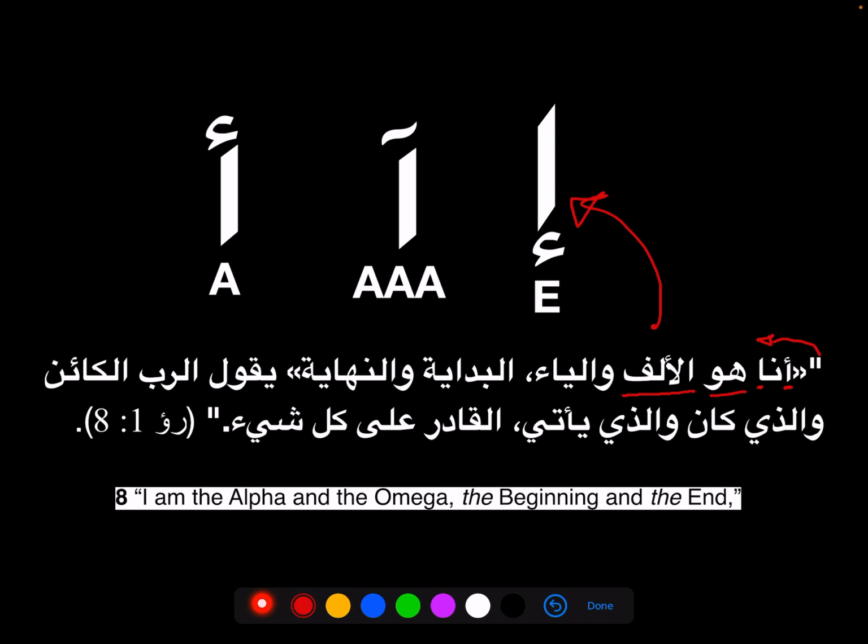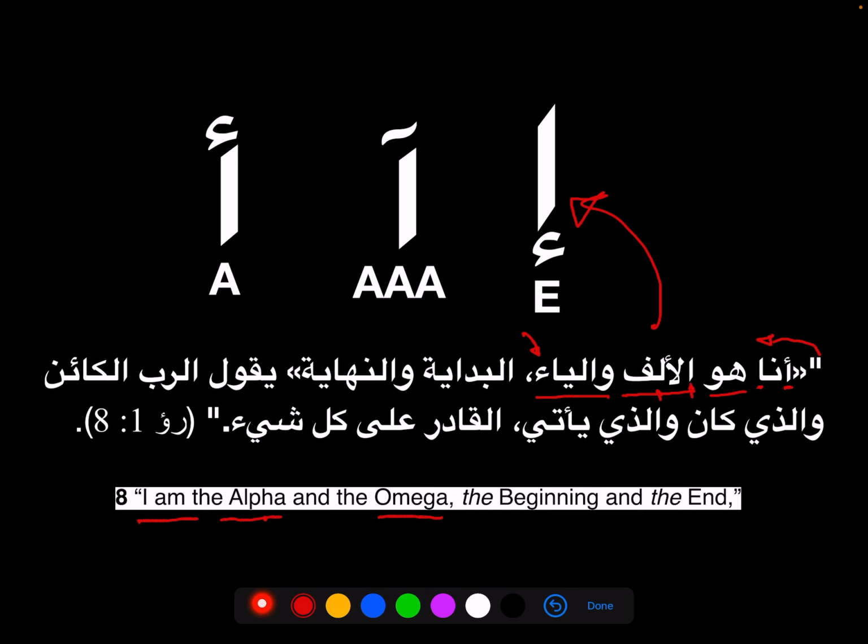This is a verse from the Bible, from the book of Revelation, where God said, as you can see in English, I am the Alpha and the Omega. Alpha in Arabic is Aleph, because it's not literally translated as Alpha. Al-Alif means the beginning of everything, literally the first letter of the alphabet. Al-Ya means the last letter of the Arabic alphabet. I'm the beginning and the end.